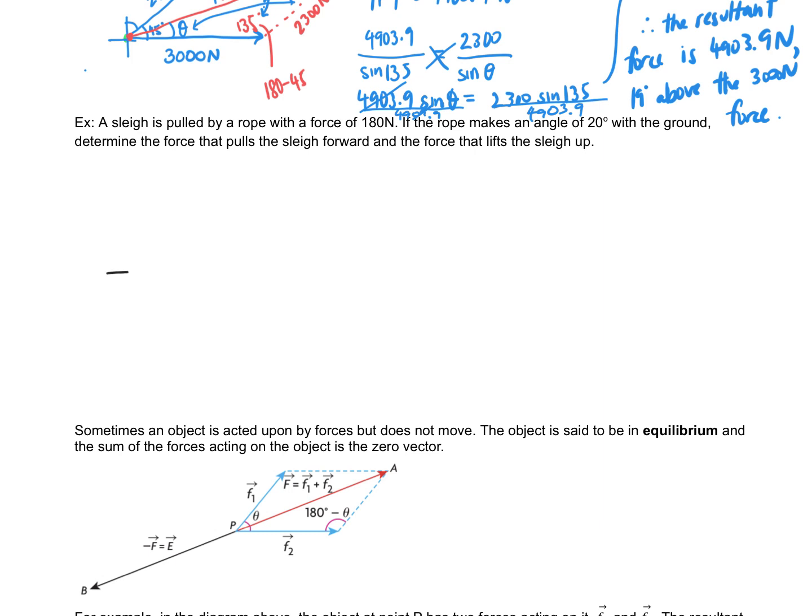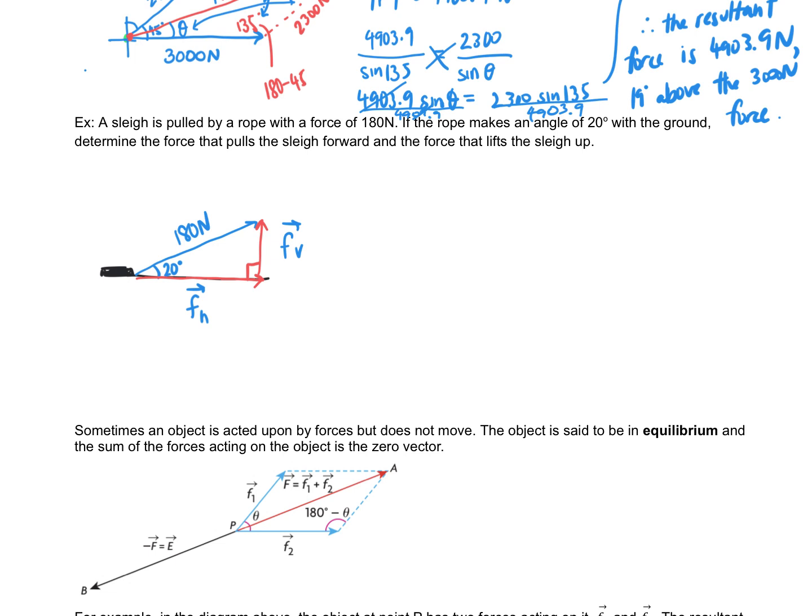So I'm going to say this is my sleigh here, this is the ground, and the resultant force is this one here. 180 newtons makes an angle of 20 degrees with the ground. Now I need a force that's pulling the sleigh forward, and I need a force that's pulling the sleigh up. And there we are. And we can assume we have a right angle here. I'm going to label this the horizontal force and this the vertical force. And because we have a right triangle here, we can just use some nice SOHCAHTOA.